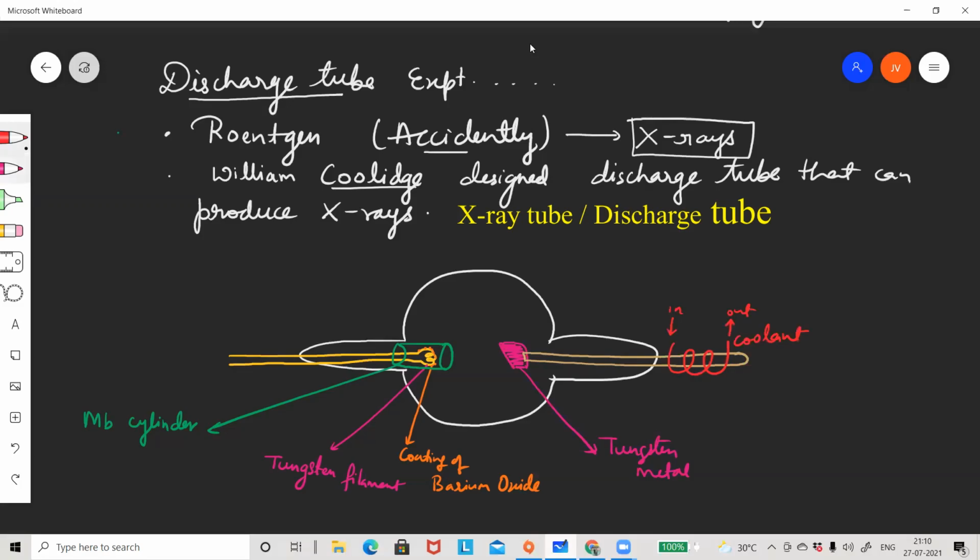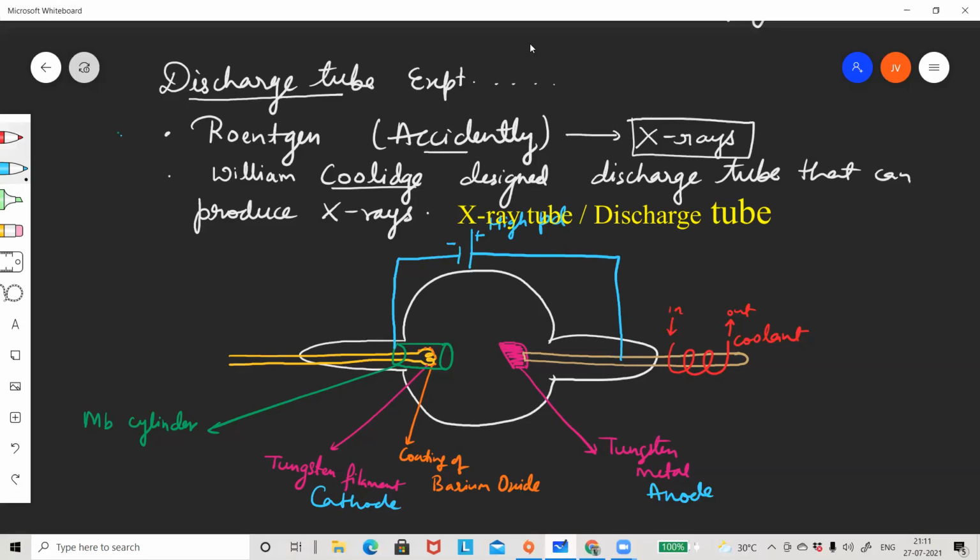And the final step is, because it is a discharge tube, the tungsten filament will behave as a cathode, and the tungsten metal will behave like an anode. So they have to be connected to a high tension source, meaning a high voltage. The molybdenum will be connected to the negative terminal, and this tungsten metal to the positive terminal. This is negative, this is positive, and this is a high tension or high potential difference. Very high voltage is provided here.